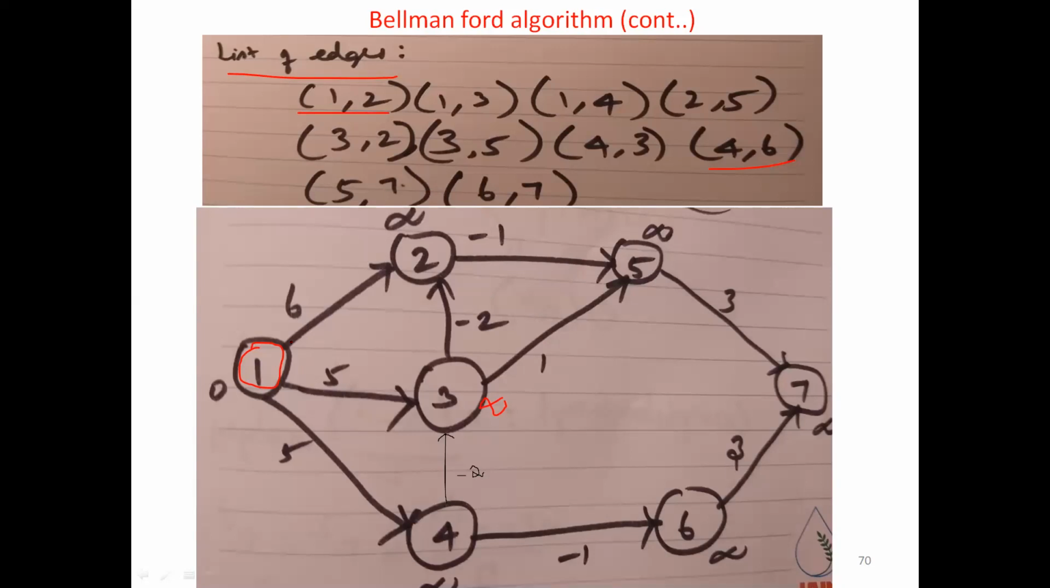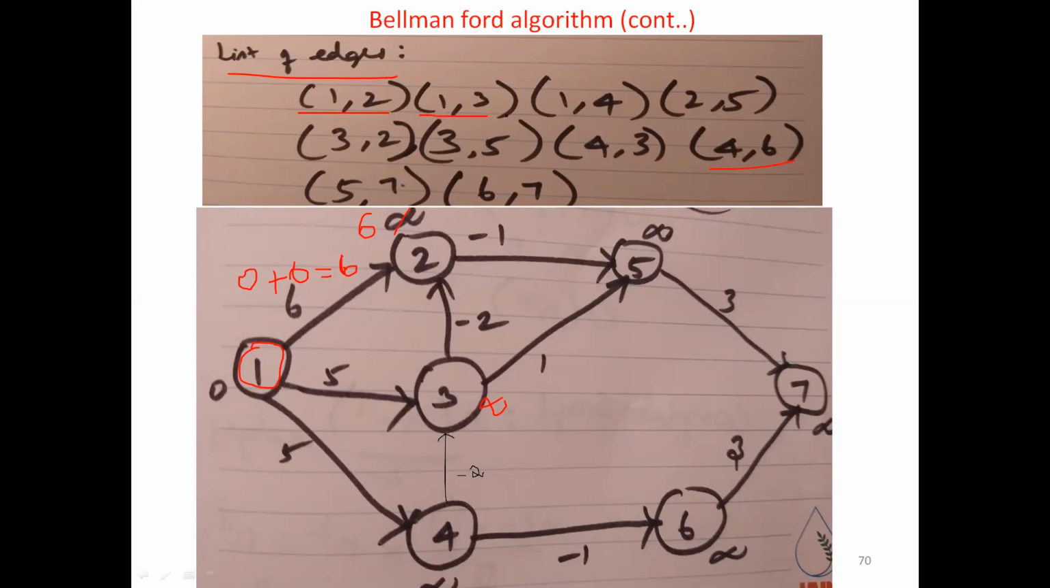1 comma 2. What is 1 connected to? It is a directed one, right? 1 comma 2. The cost is 6, and the distance of 1 is 0. So 0 plus 6 is 6, which is lesser than infinity. So I have to update it. I have to update the infinity as 6. Now the distance of 2 from vertex 1 is 6. Fine.